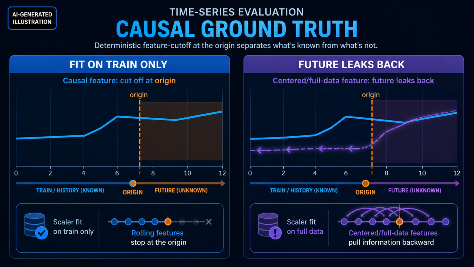The split is not enough if pre-processing has already seen the future. A scaler fit on the entire timeline knows the future mean and variance. A rolling feature computed with centered or future values can do the same. Fit every transformer and every feature recipe on the training history available at that origin. A pipeline is a practical way to keep that boundary visible.